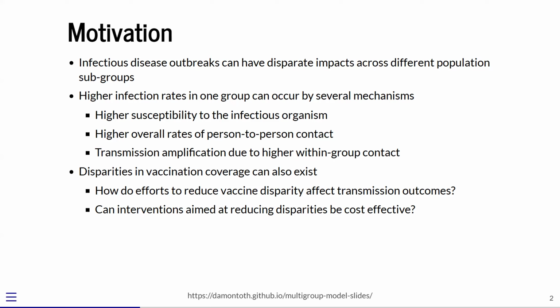And so a couple of the main questions that we had surrounding that were, how do efforts to reduce vaccine disparity interact with disparate transmission outcomes? And that's a good question for a model like this to answer. And then on more of the economic side, can interventions that are aimed at reducing disparities be cost effective? There are resources that you put in specifically to not only getting more vaccines out there, but reducing the disparities in coverage. What kind of impacts can those efforts have in cost-effective economic terms?